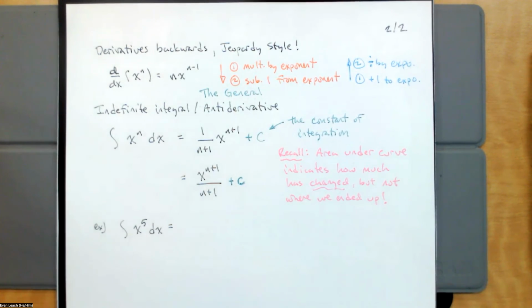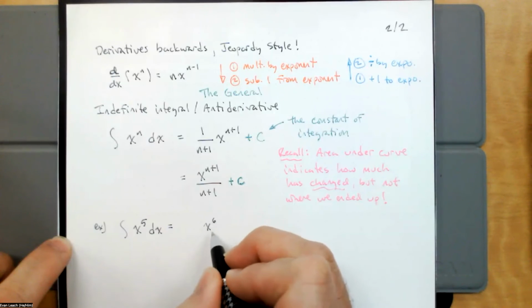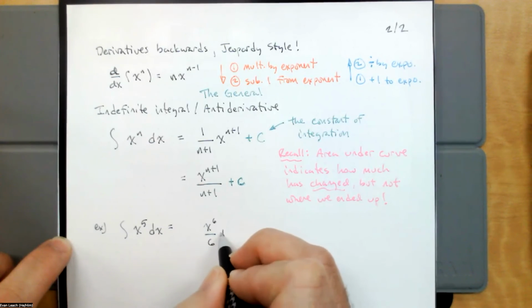What is the general antiderivative of x to the 5th? Just add 1 to the exponents and divide by the new exponents.